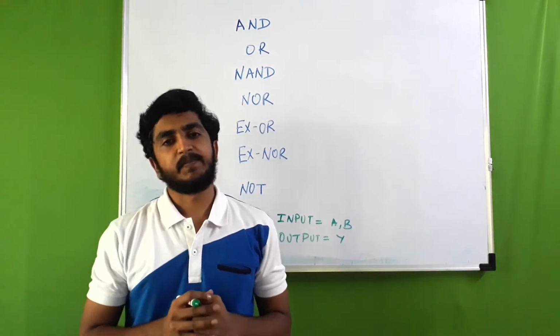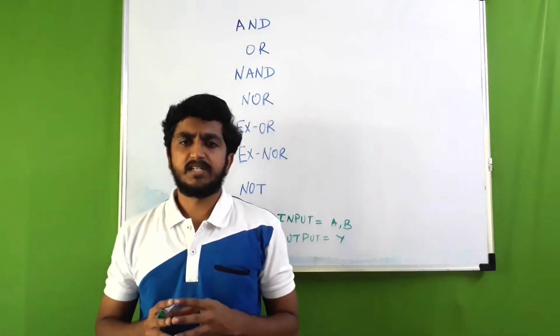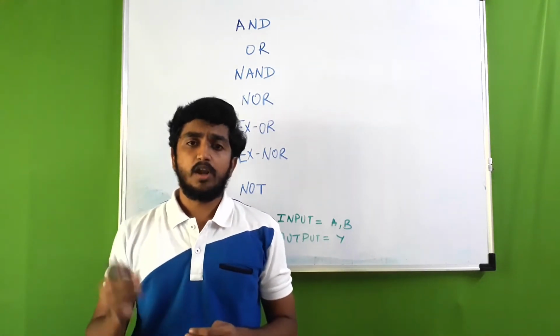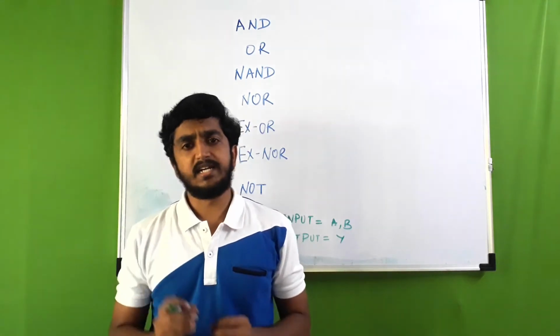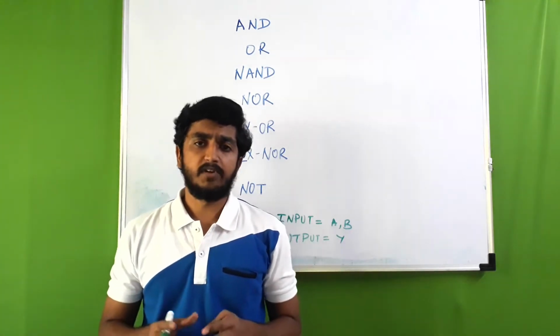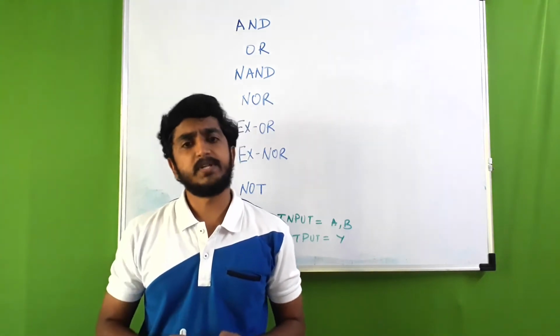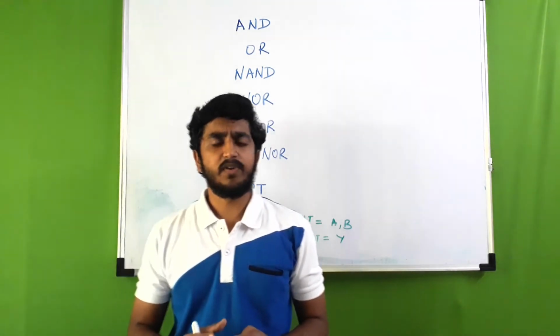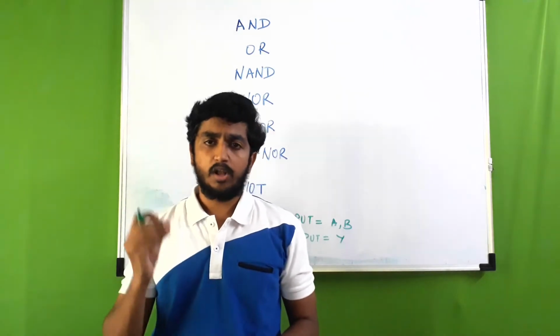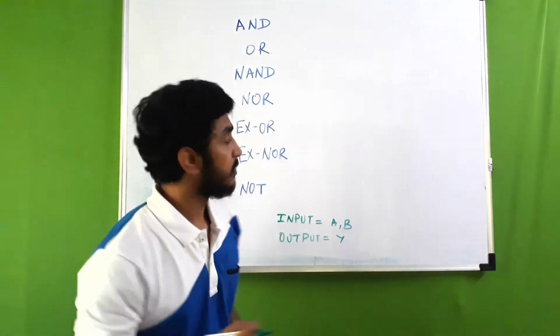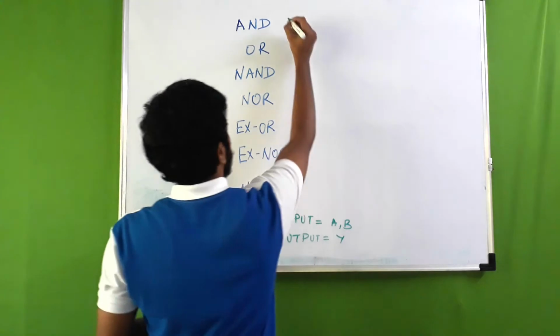So let's start. For all the gates I am considering, except for NOT, all gates have 2 inputs and a single output. The 2 inputs I will represent by A and B, and the single output will be represented by Y. Now let's see how we can express all the logic gates in terms of expressions. Now let's start with AND.